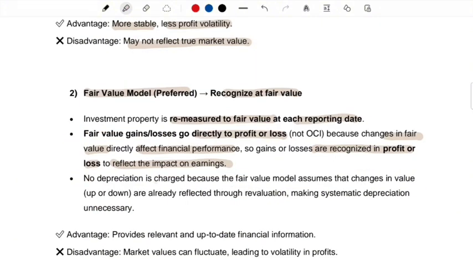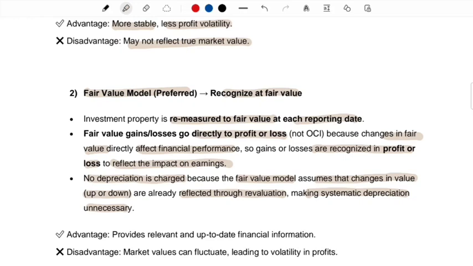Okay. No depreciation is going to be charged. This is extremely important. No depreciation is going to be charged because the fair value model assumes that changes in value, any fluctuations that happen, are already reflected through revaluation, making systematic depreciation unnecessary. The reason is you're anyway going to update the value of the property at each reporting date. So any fluctuations, whether up or down, you're only going to reflect once you revalue the asset at each reporting date. So depreciation will not become necessary under the fair value model.